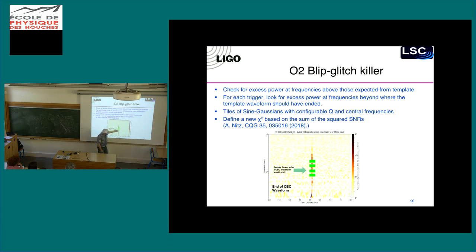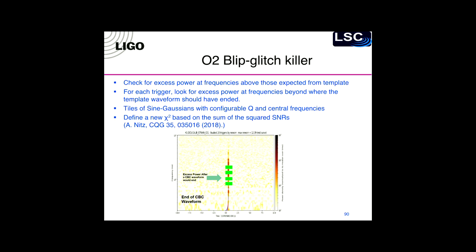So we're going to take little sine Gaussians and say, do I see something here, here, here, and here, and construct another chi-squared. This should be close to 0, but it isn't for a blip glitch. And so we can suppress blip glitches with this blip glitch killer. Clever idea that Alex Nitz came up with a year or two ago, and it's pretty effective at getting rid of the background, the long non-Gaussian tail, even at relatively high masses.